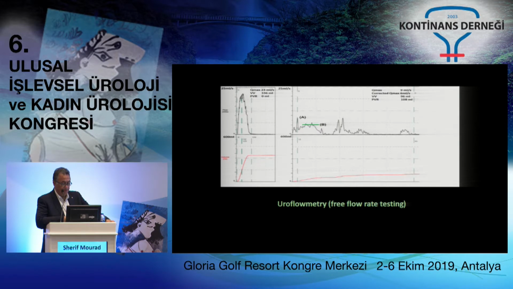This is an example of a uroflow. On the left-hand side, a normal flow of a woman with good Qmax, suitable voided volume, and almost full emptying. So this is a very normal uroflow. While on the right side, you can see that the curve is elongated and disrupted, and definitely there is lower urinary tract dysfunction in this curve. So sometimes the free flowmetry can give a good indication about the pattern of voiding.